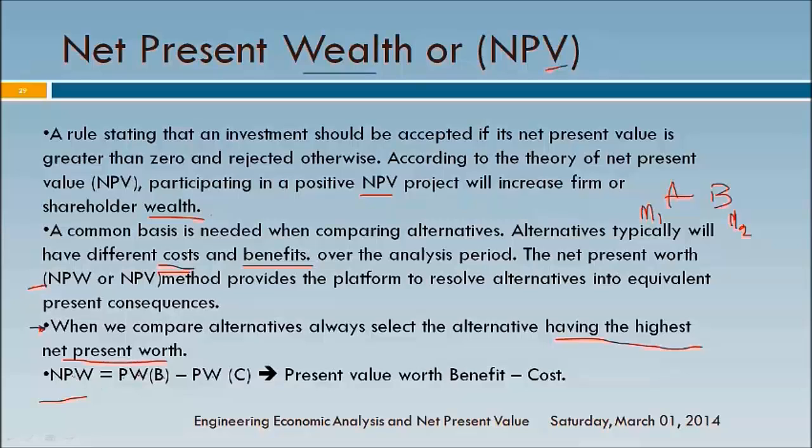So net present wealth equals present value benefit minus present wealth cost. In another word, it's the benefit minus the cost at present.